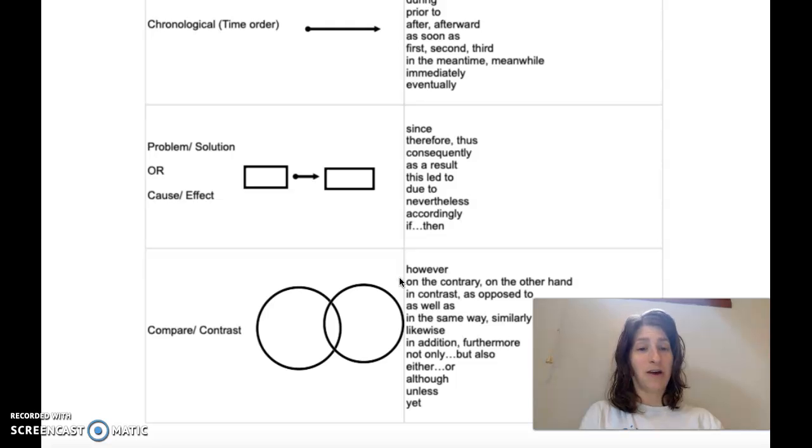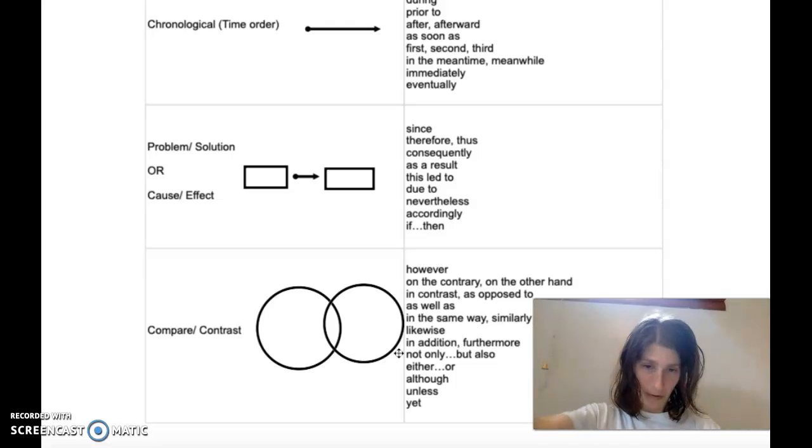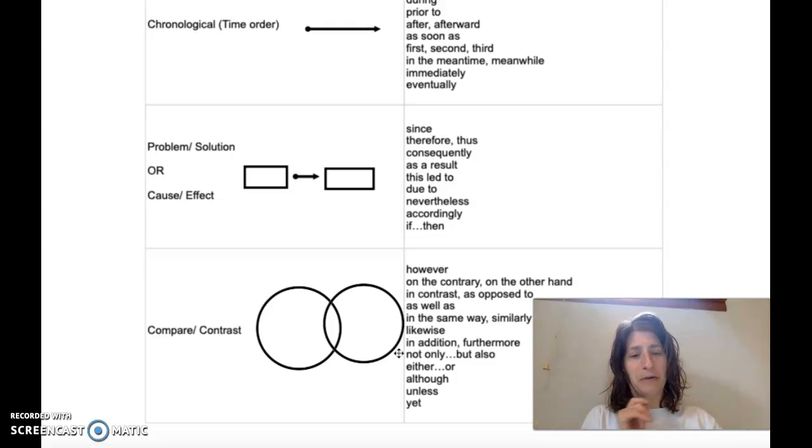However, on the contrary, or on the other hand, in contrast, as opposed to. Some of those words that mean it's the same thing as well as, in the same way, similarly, likewise. If I'm telling more, in addition, furthermore, it's kind of like using the word "too," but a little bit more academic. And there are a couple others that are transitions.